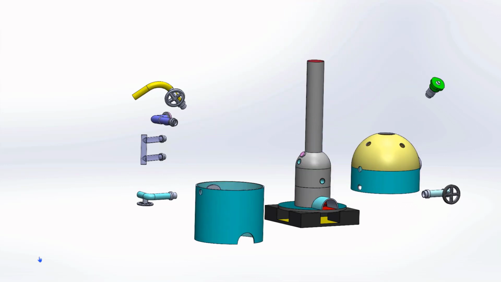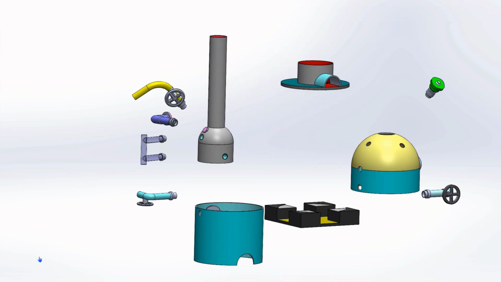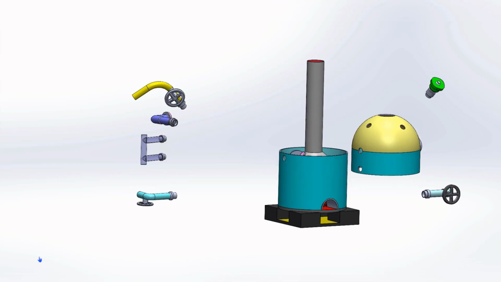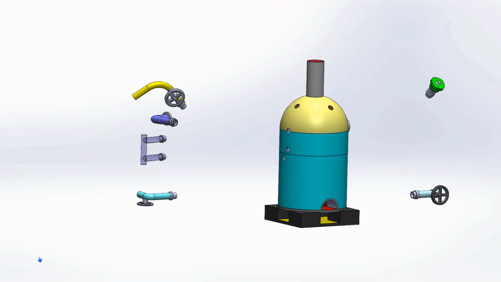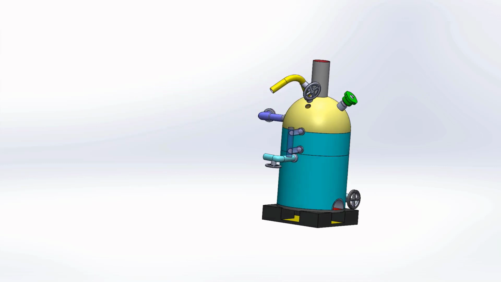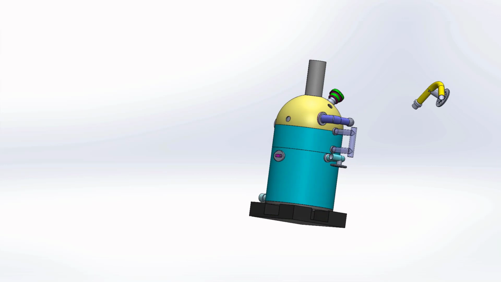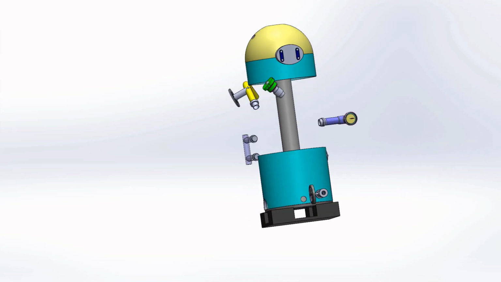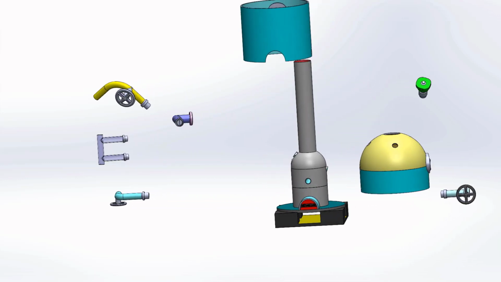For example, the steam stop valve. The function of a steam stop valve is to regulate the flow of steam from the boiler and stop it completely if required. Then pressure gauges are used to measure the pressure of steam inside the boiler. The water level indicator indicates the water level inside the boiler. If the water level goes down, it would cause overheating of the boiler.